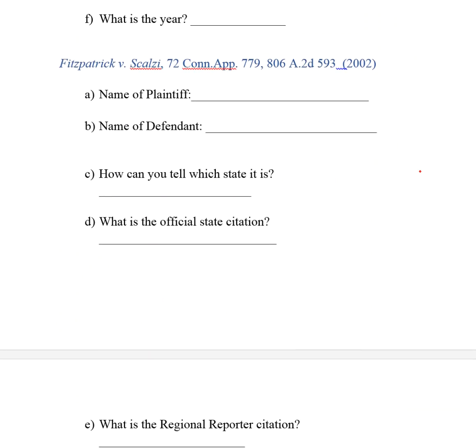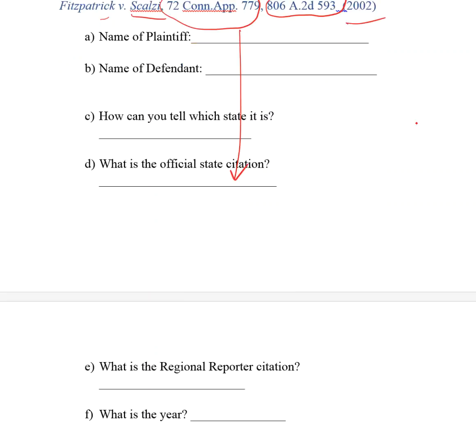Fitzpatrick versus Scalzi is the same kind of thing. This is from Connecticut. We have the name of the plaintiff, the name of the defendant. The official reporter is 72 Connecticut App 779. And the regional is the Atlantic 2nd, 806 A 2nd 593, and that's from 2002.